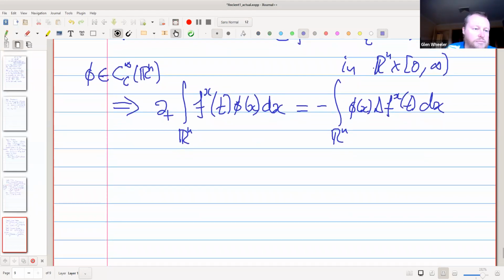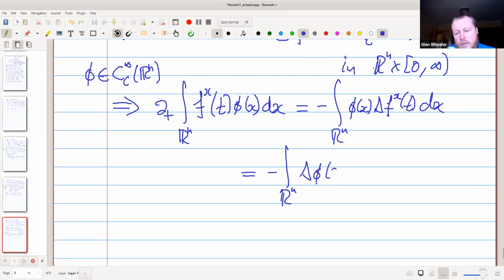And of course, my favorite thing in the world to do, integration by parts. I want to move this Laplacian over to phi, and of course I can because it has compact support, and it's smooth and wonderful. So that's what I do.